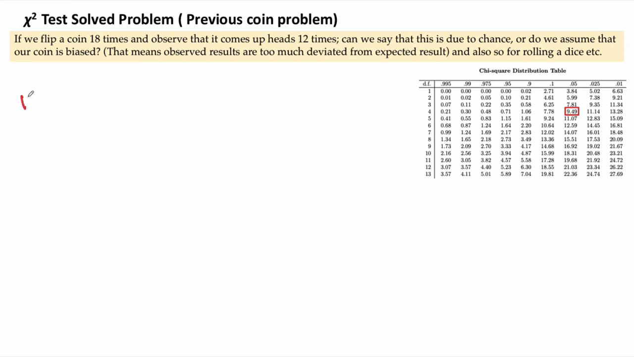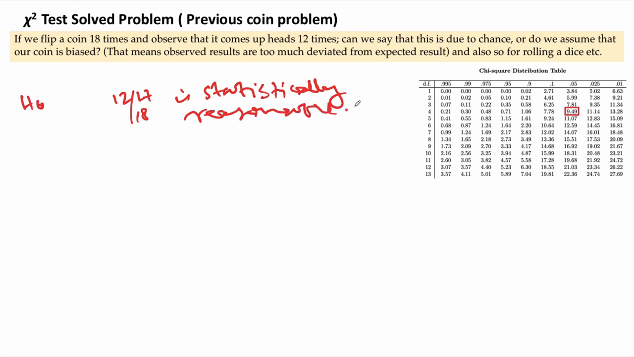In that case, our null hypothesis was basically that 12 heads in 18 flips is statistically reasonable for a fair coin with 95% probability, 95% confidence. This is the null hypothesis, and the alternate hypothesis is the reverse of that.